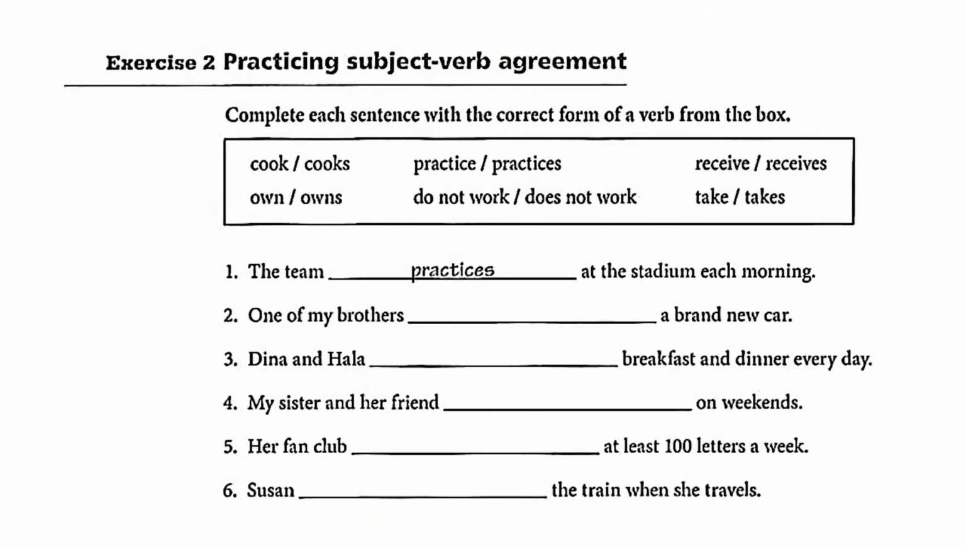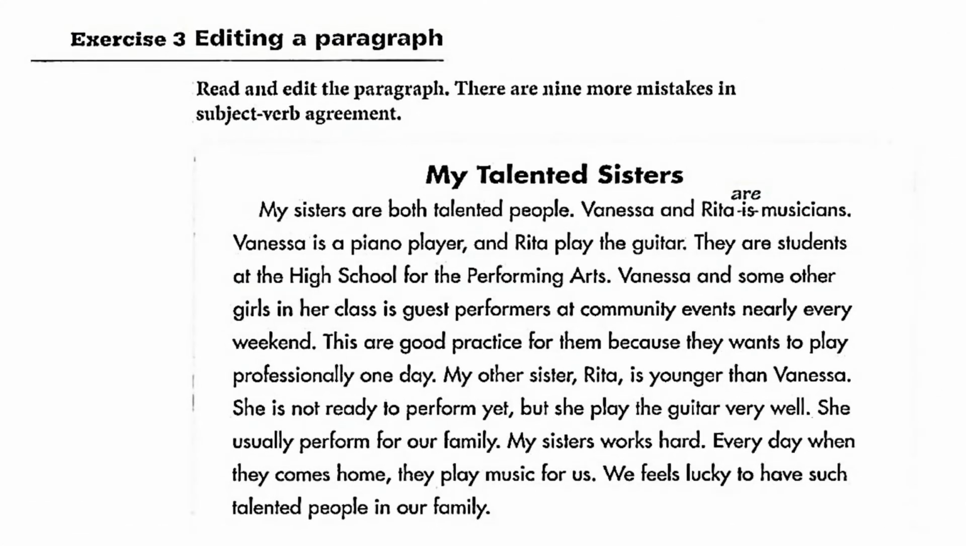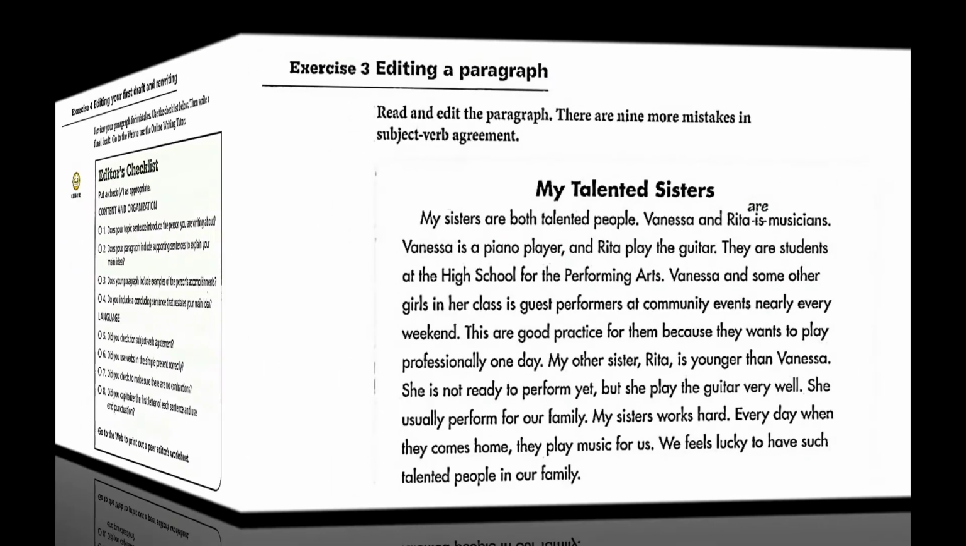Now let's practice subject and verb agreement. Complete each sentence with the correct form of a verb from the box. Pay attention to the main noun of the subject and make sure the main noun and the verb agree. The next slide, editing a paragraph. And here I would like you to pay attention to the subject and verb agreement, because that is the main problem of this tense. You can do this exercise and then we discuss it in our Telegram group.